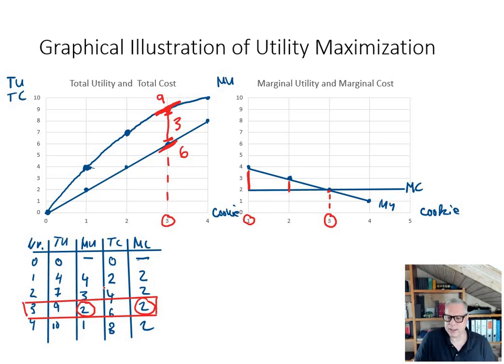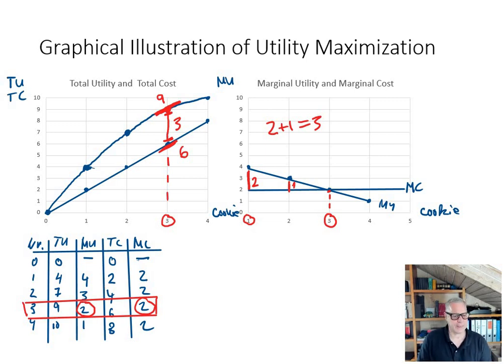But if we take the net utility from the first cookie plus the net utility from the second cookie, so 2 plus 1 is equal to this 3. But on the right side you see the marginal perspective, and on the left side you see the total perspective.